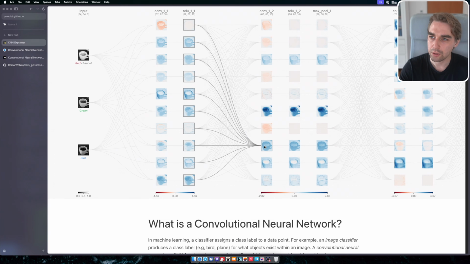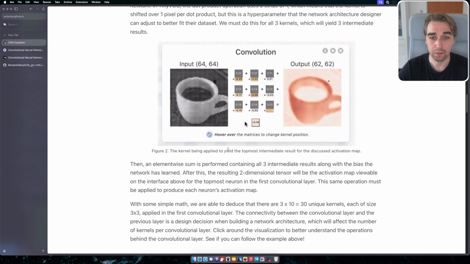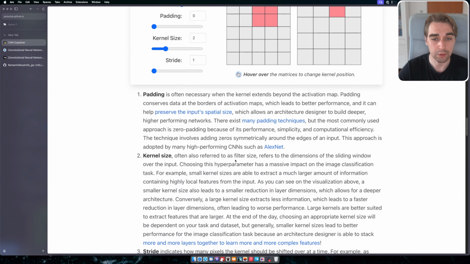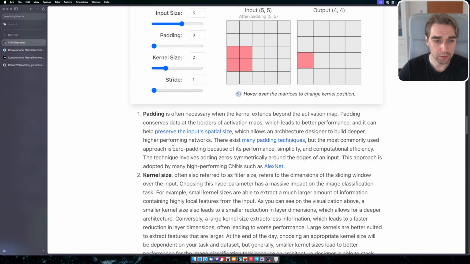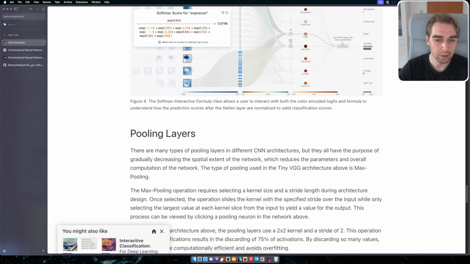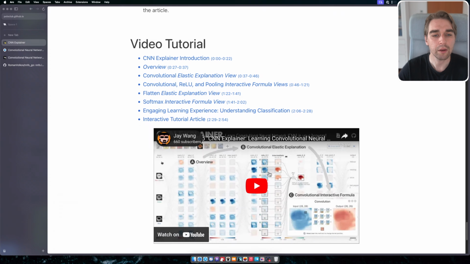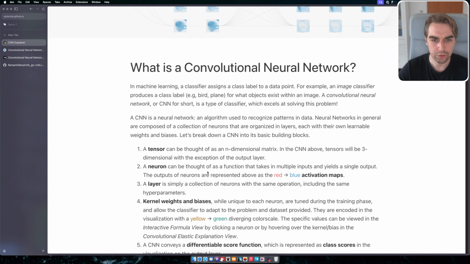And I found another good article. I mean, I scanned it quickly. It's called What is the Convolutional Neural Network? And that more or less describes what we took a look at in the previous video. It looks at the convolution itself, the ReLU activation function, the softmax, the pooling layer, the flatten layer, and that's it. So I think this is a good one, just to have a recap.